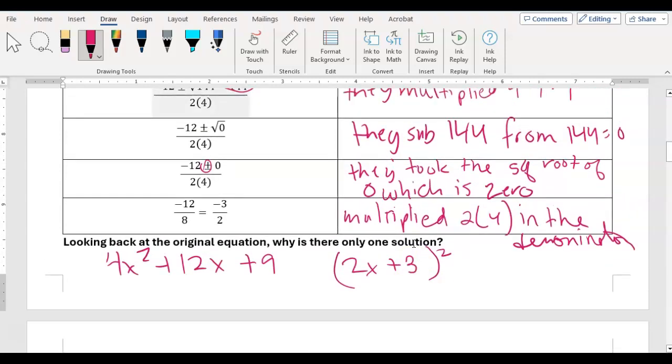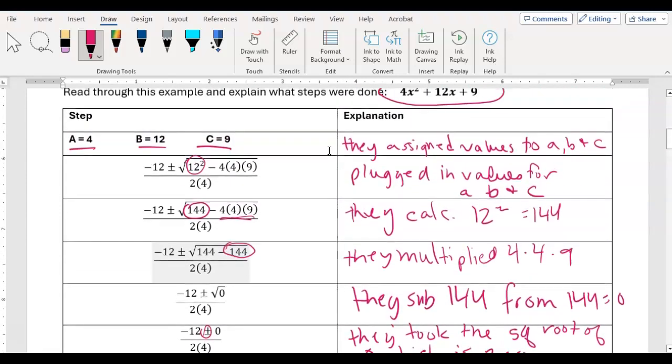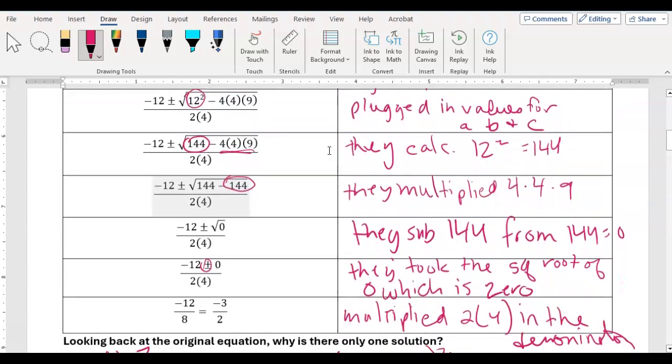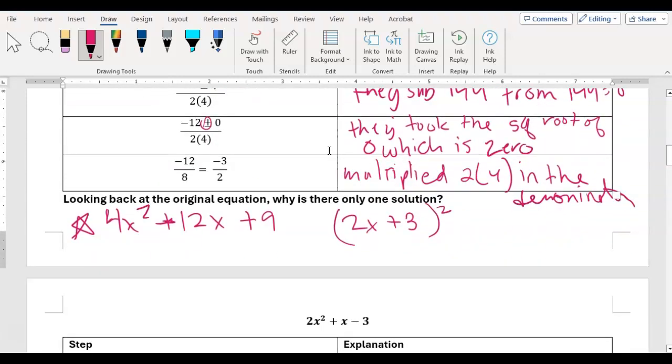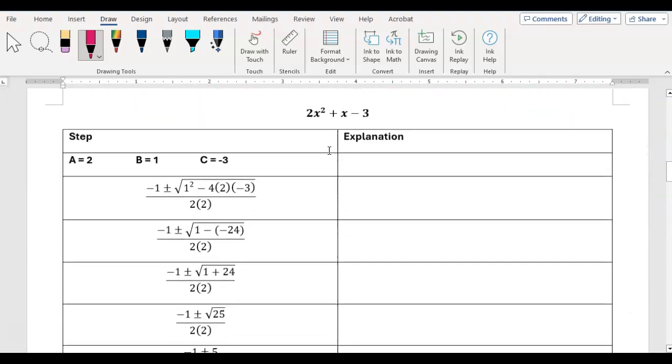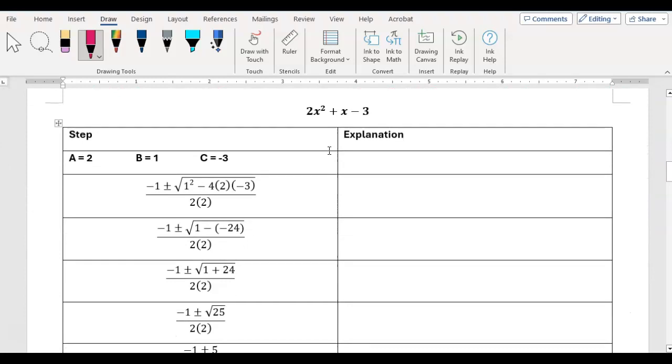So notice again, if you recognize, oh hey, this is a perfect square, then you'll know that you can factor this quite easily, and you wouldn't need to go through all these steps. So this is an example in which you can definitely use all the steps to solve a quadratic, but you don't need to. All right, let's try this one.